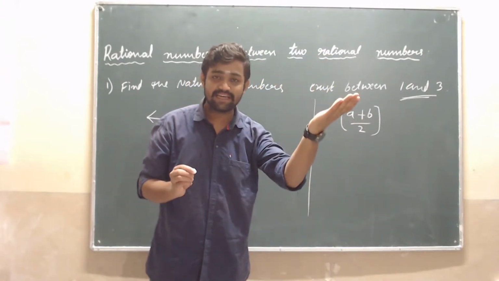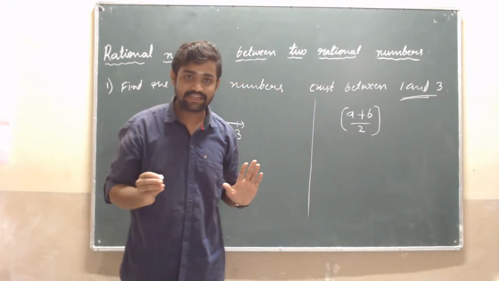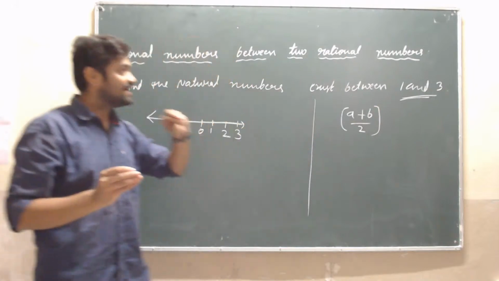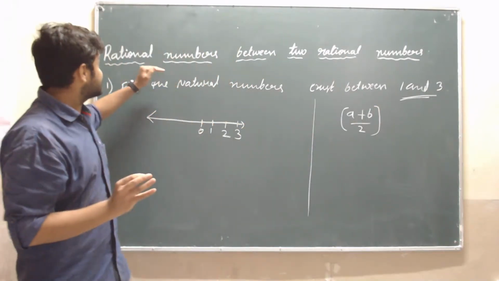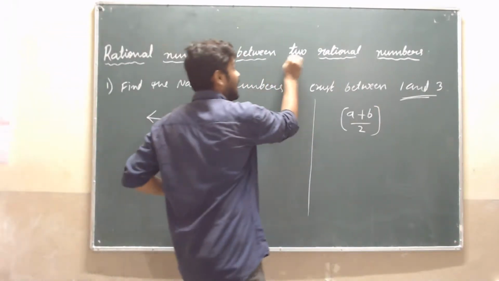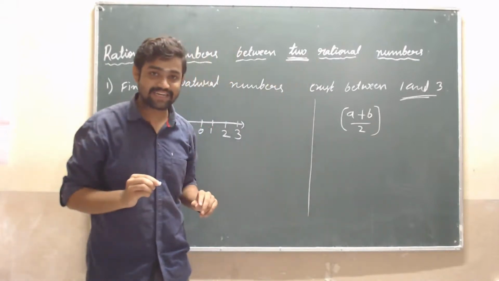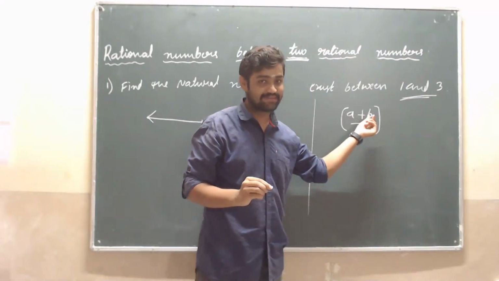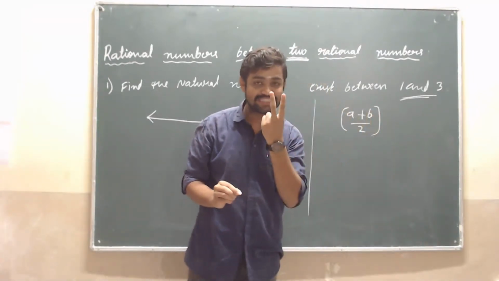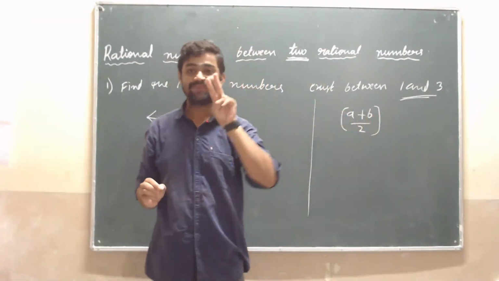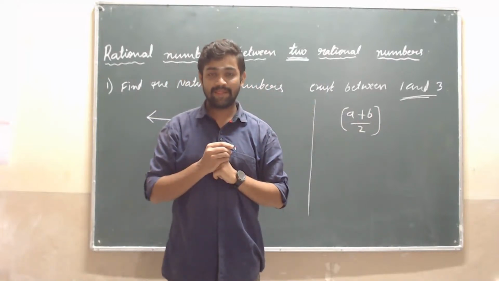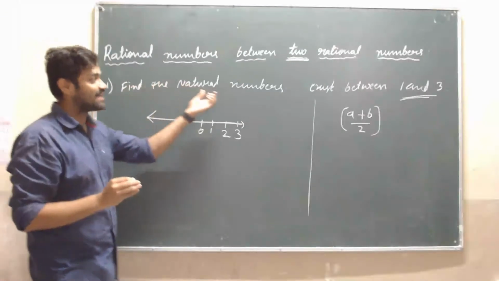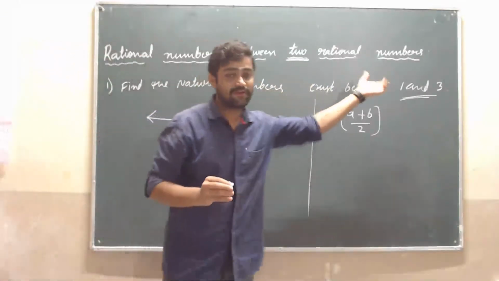If it is 3 numbers, then we have to divide by 3. If it is 4, we have to divide by 4. If it is 5, we have to divide by 5. But we have the question of rational numbers between any two rational numbers. A is a rational number and B is also a rational number. That's why A and B are two numbers, and we are dividing by 2. Let's find out the question here: find the natural numbers between 1 and 3.